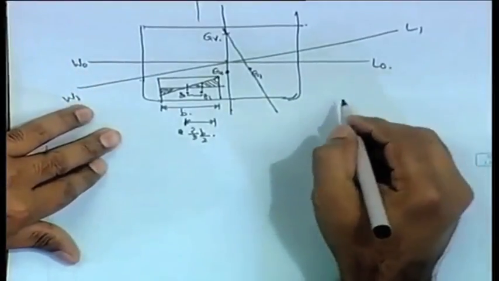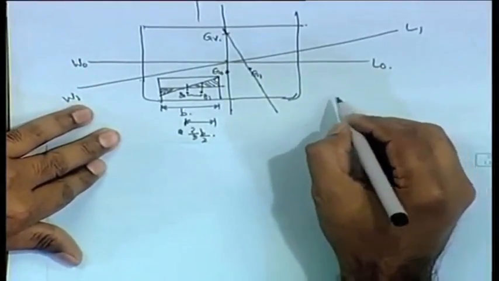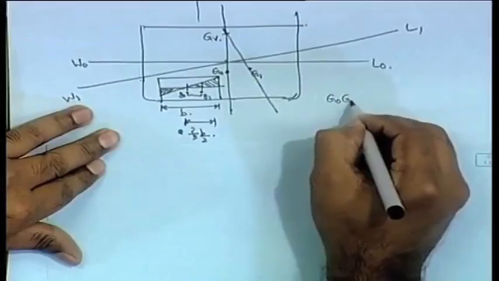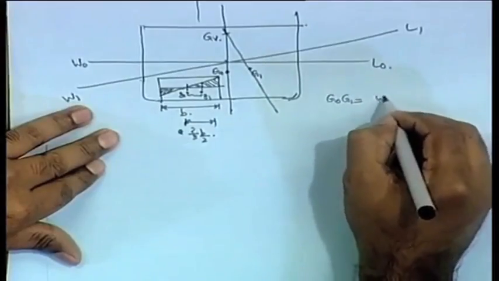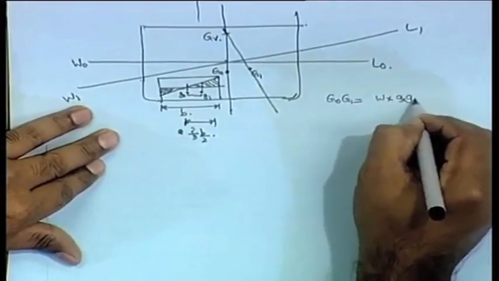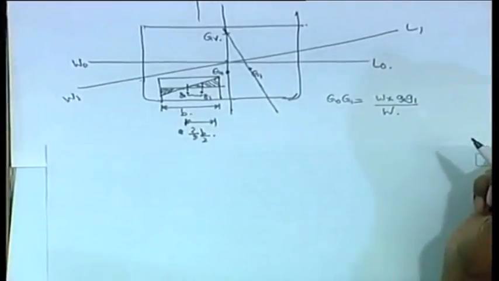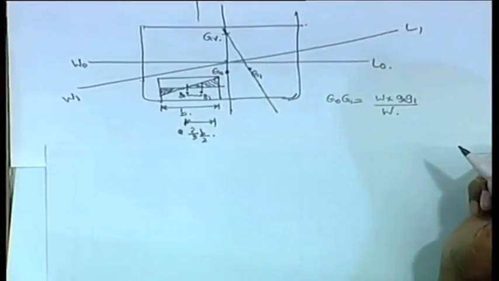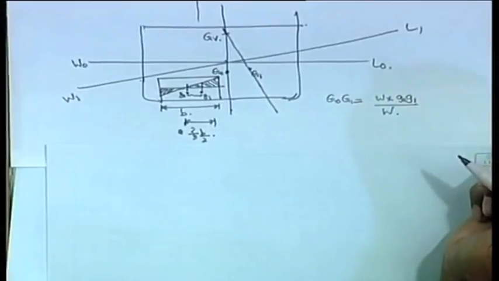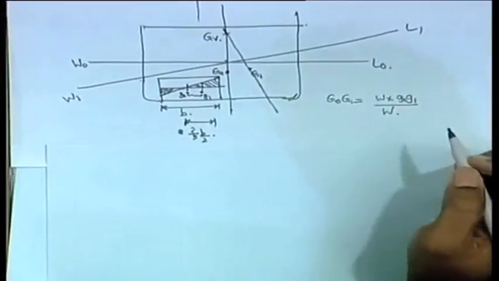Okay, first of all, what is G0 G1? I will just write the value, then if you want I can explain it. Is that clear? Because we have explained this many times, this is the value of G0 G1, which is the moment of, that is, what do we have here?